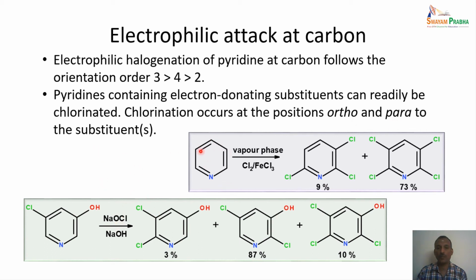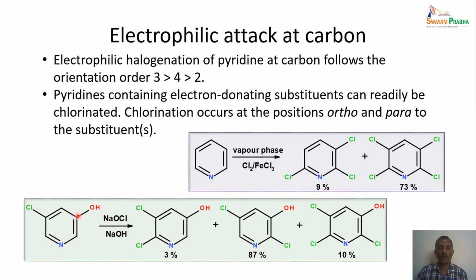So here we have the unsubstituted pyridine. This in the vapor phase undergoes chlorination, that is, the electrophilic halogenation takes place. This trichloro derivative is formed in only 9%, whereas the tetrachloro derivative is formed in 73%. So this reaction happens at high temperature, that is in the vapor phase.